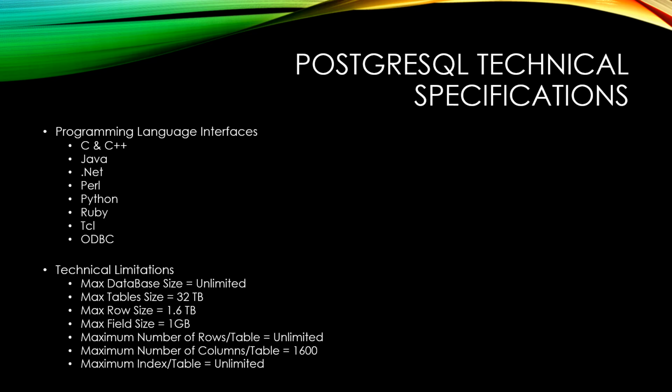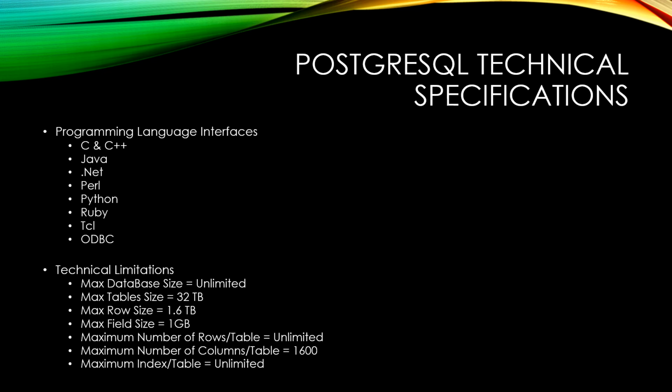All right, now that we know what PostgreSQL is, let's talk a little bit more about the technical side of it. It is compatible with multiple programming languages, including C, C++, Java, .NET, Perl, Python, Ruby, TCL, and ODBC. So there's a lot of different ways that it can be used, and it's compatible with a lot of different types of languages and types of data.